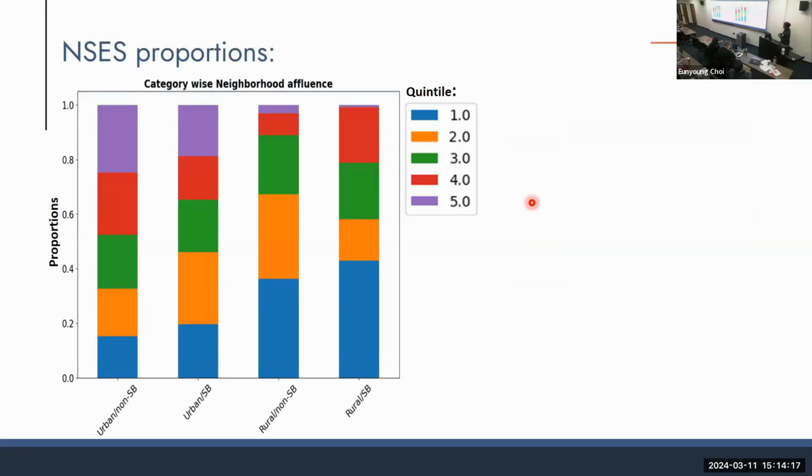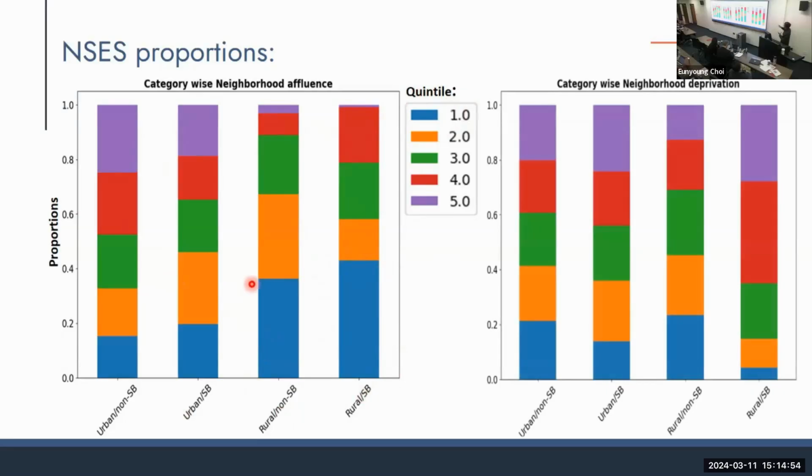This chart indicates the proportion of affluent quintiles for each of the urban-stroke belt combinations. As we can see, the purple bar, which is the most affluent neighborhood, is more in urban zones compared to rural zones, and the number of least affluent neighborhoods is higher in rural zones compared to urban zones.